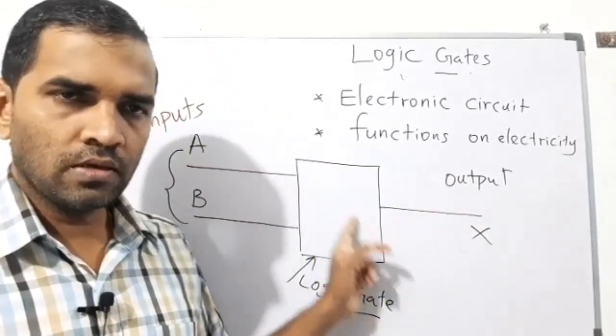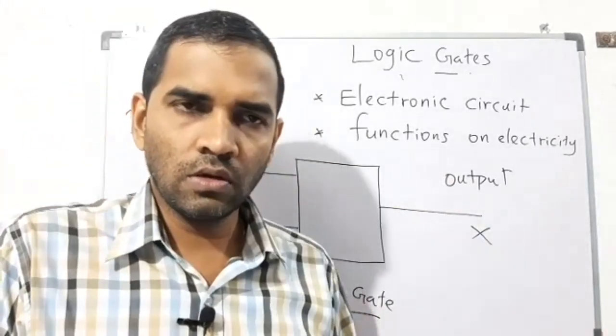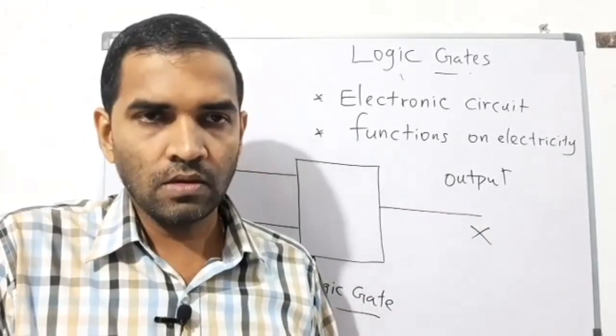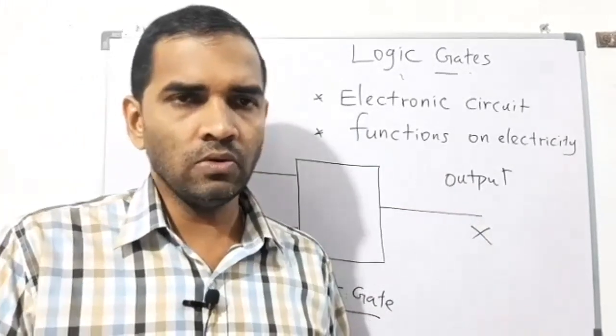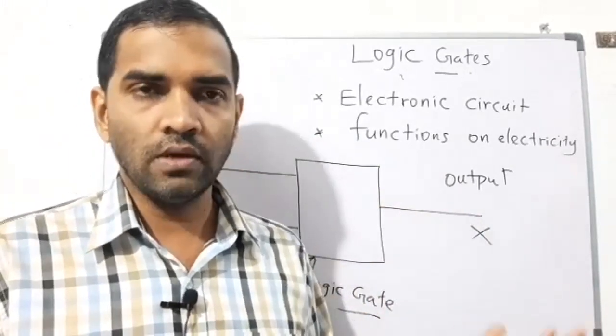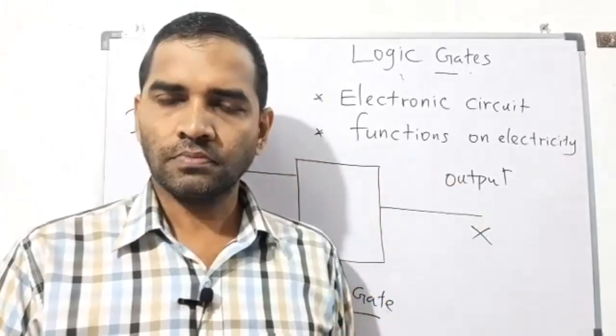Not only on the logic gate, it depends on the inputs too, because not all the inputs have electricity all the time. Sometimes they have, sometimes they don't. So it also decides the output. Okay, right. Next point, listen.